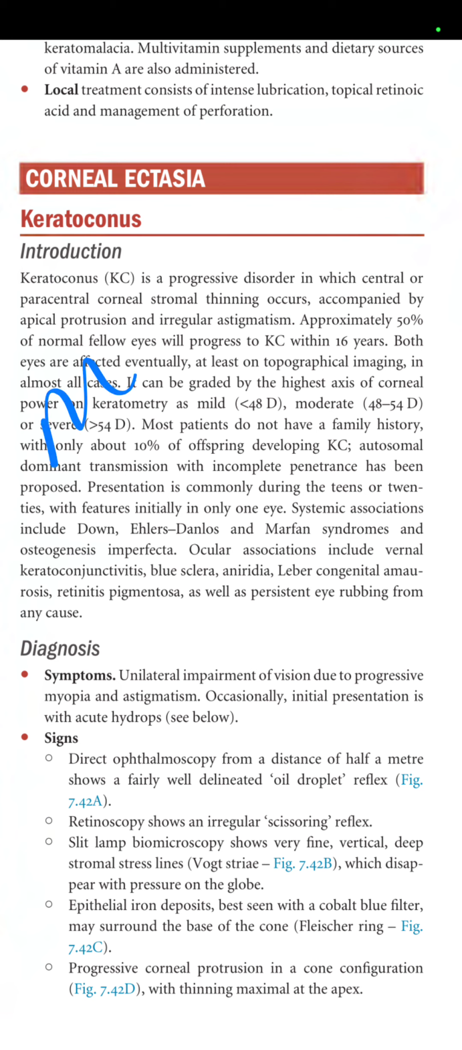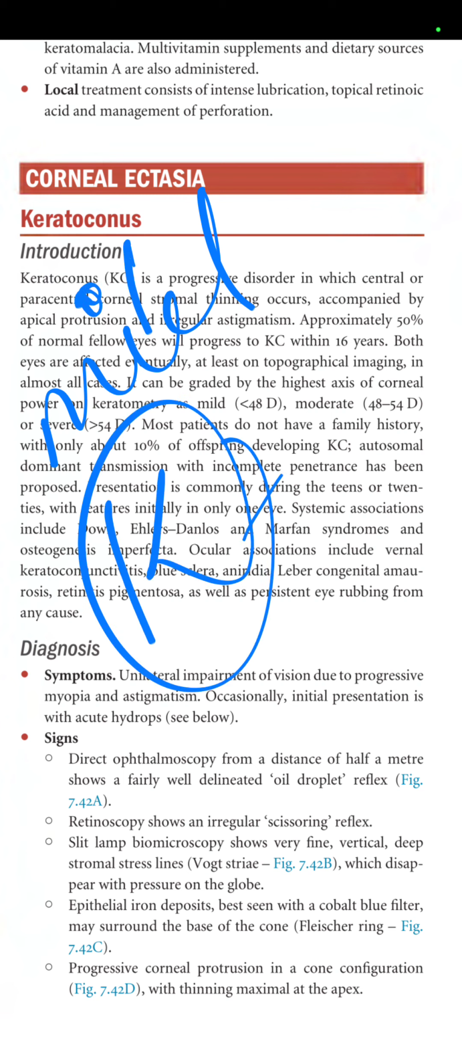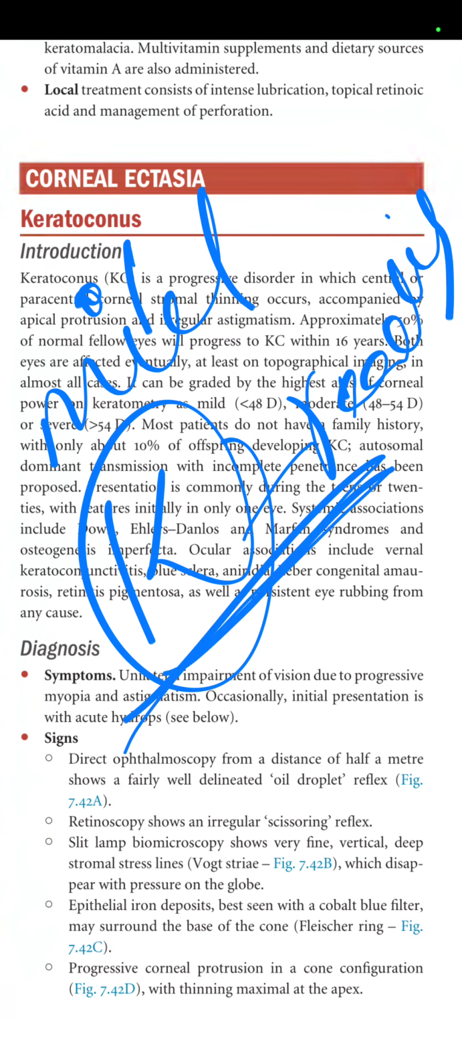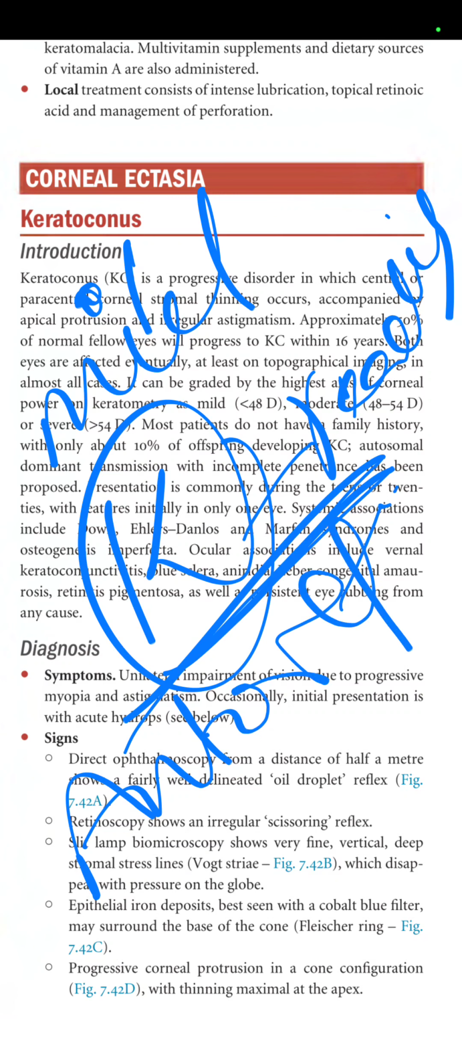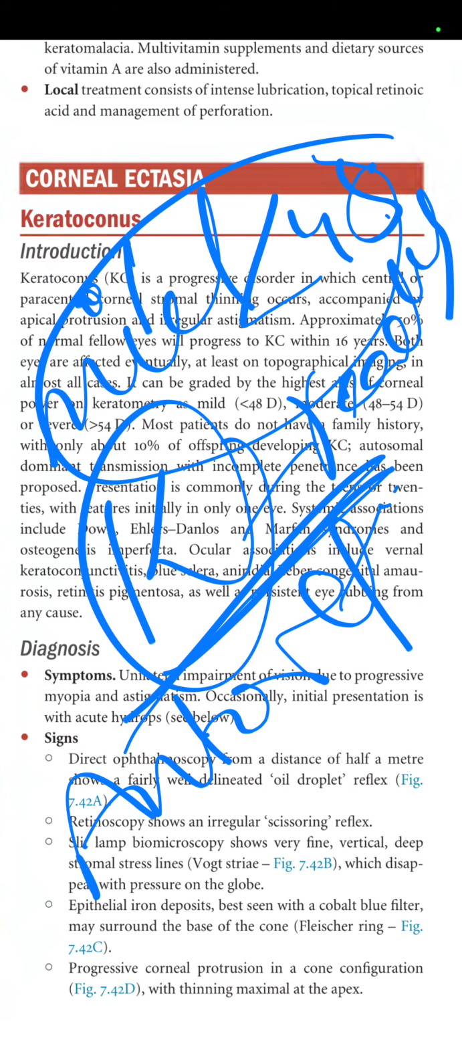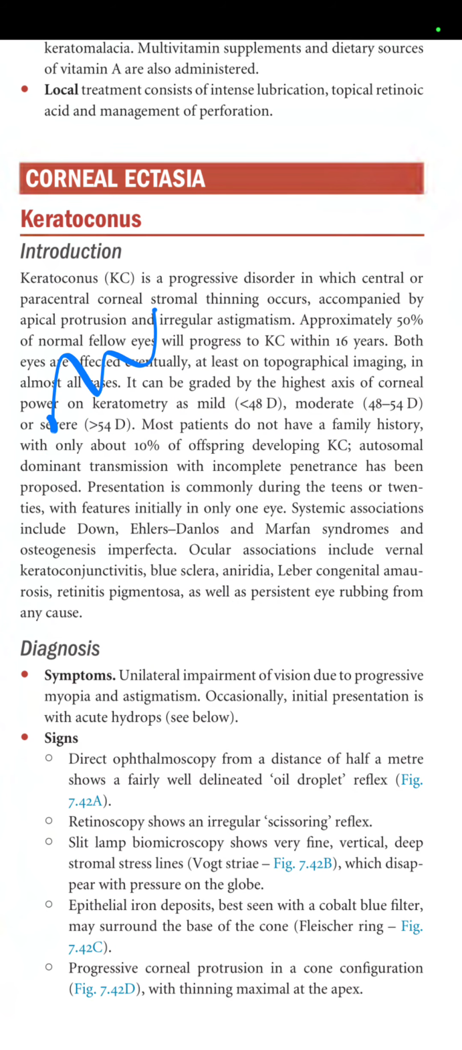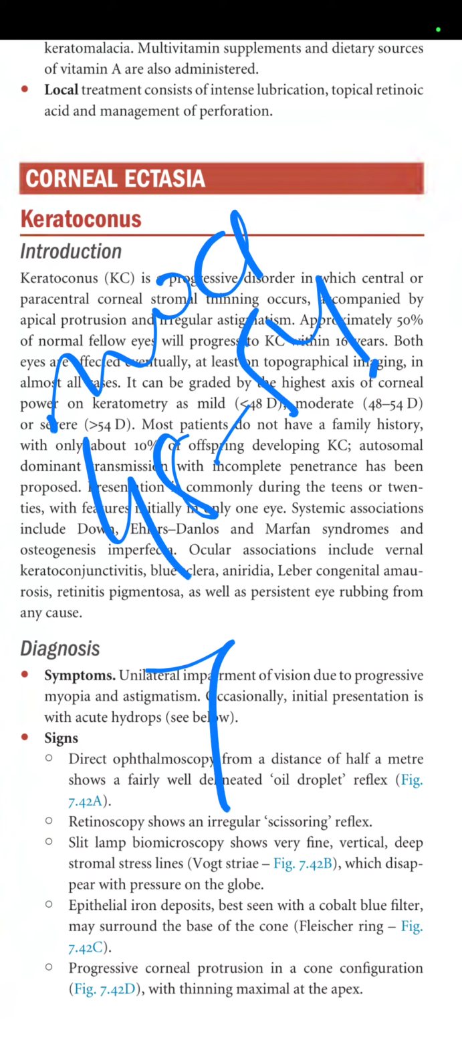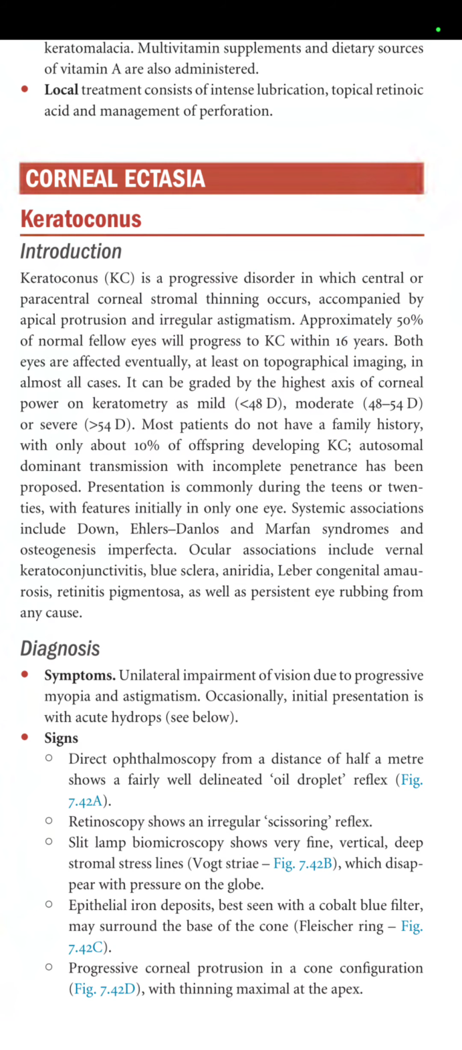Keratometry is a K reading. We take this measurement with different instruments. We can take it from the autorefractor, or with the manual keratometer. So if the corneal dioptric power is less than 48 diopter, then it is mild keratoconus, moderate is when the K reading is between 48 to 54 diopter, and severe is when it is greater than 54 diopter.